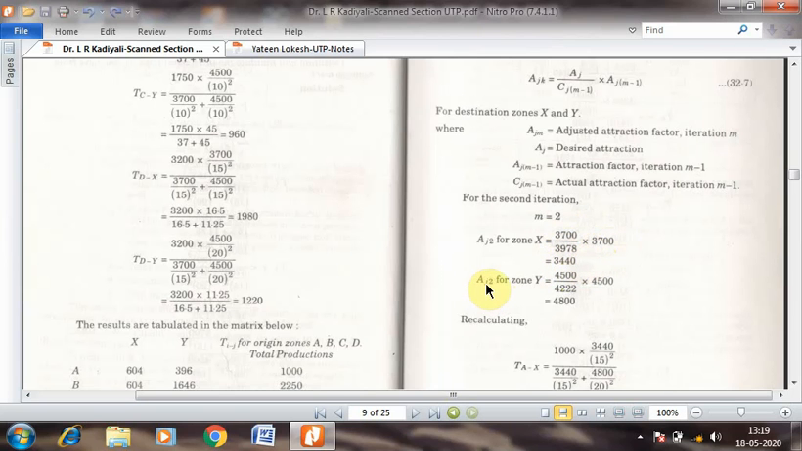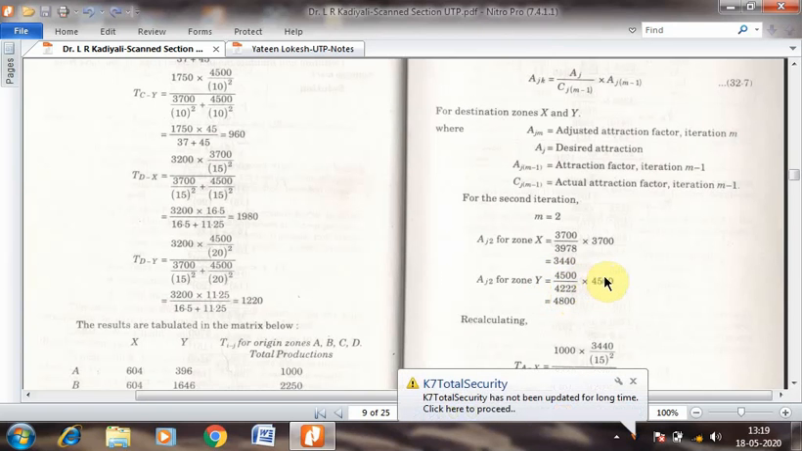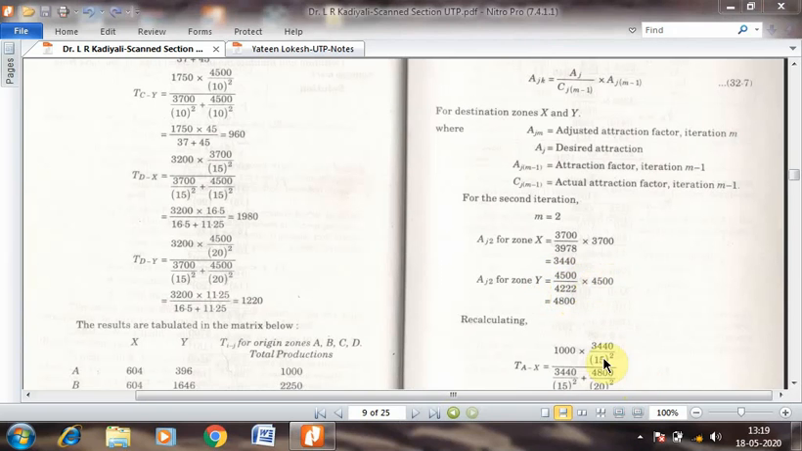Similarly, AJ2, here 2 represents the iteration 2. Okay, AJ2 for zone Y is 4500. That is AJ divided by Cj m minus 1 multiplied by Aj m minus 1. Okay, once you have done this, you will get these two adjusted attraction factors as 3440 and 4800.